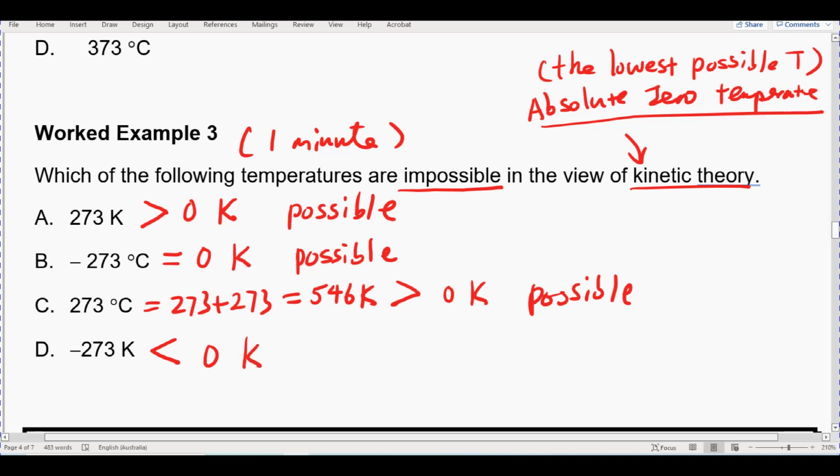Minus 273K, which is less than 0K. If it's less than 0K, that means less than absolute zero. Okay, and which is impossible. You can't have a temperature lower than the absolute zero. Absolute zero is the lowest possible temperature in the universe. Okay, that's it.